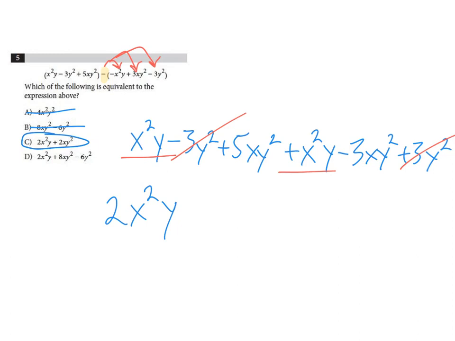All right, so we're going to look at our next term here. We've got xy squared, that's 5xy squared, and negative 3xy squared. That's going to add up to plus 2xy squared. And yes, that confirms our solution.